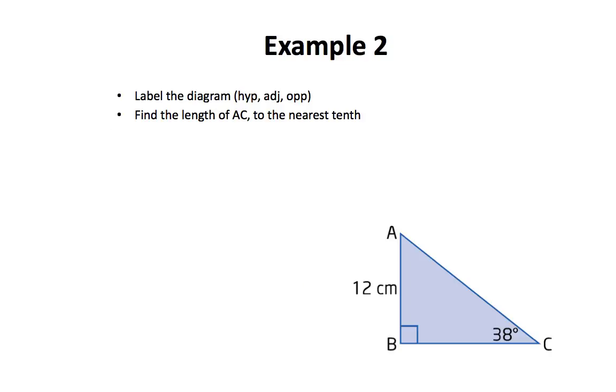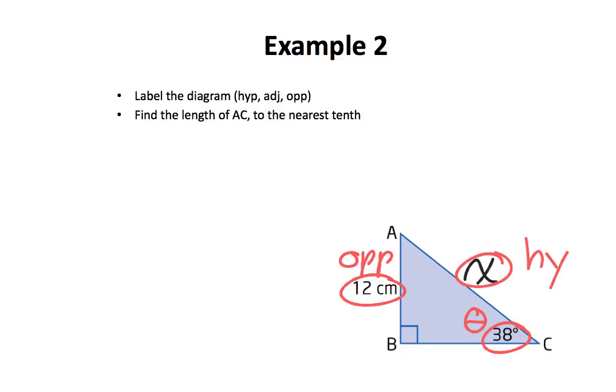In our second example, we want to find the length of AC to the nearest tenth. AC is right over here, and I'm going to give it a variable of x. The first thing you want to do is label your diagram. We've been given this angle, which is 38 degrees. I'm going to label that theta. This side, which is 12 centimeters, is opposite to theta. And this side is the hypotenuse. The trig ratio that contains opposite and hypotenuse is sine theta. So I'm going to write sine theta is equal to opposite over hypotenuse.